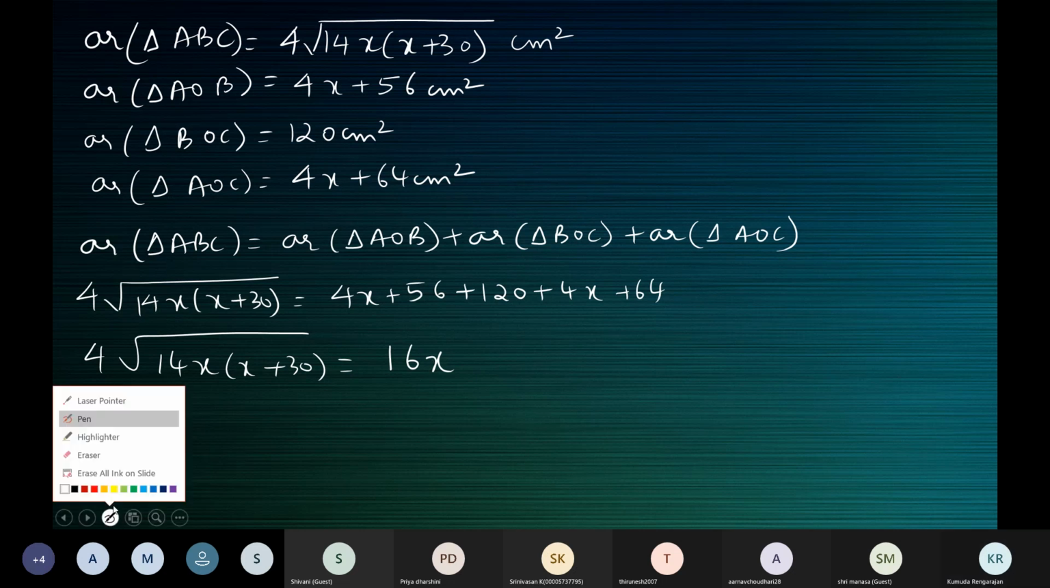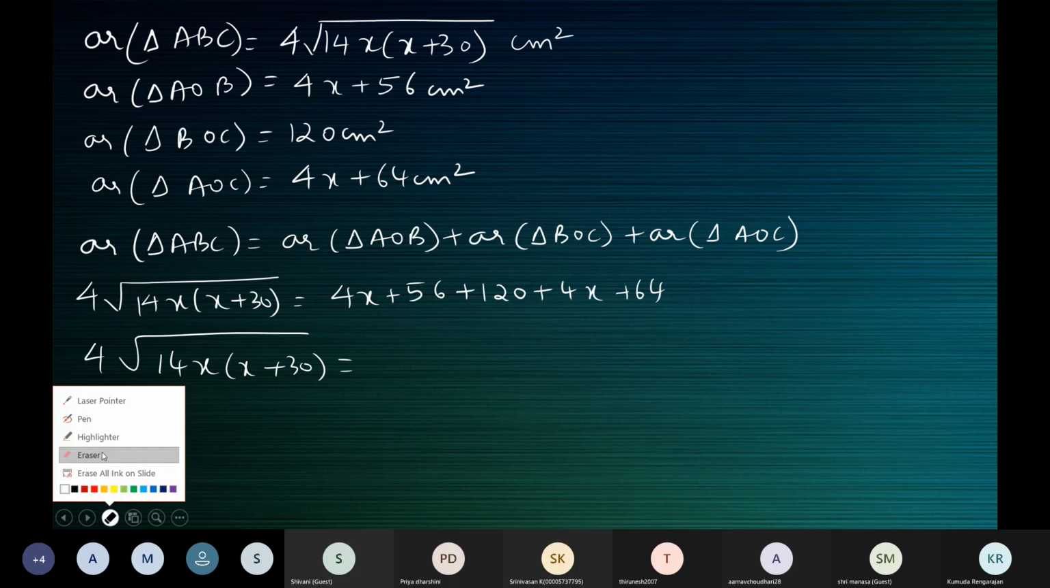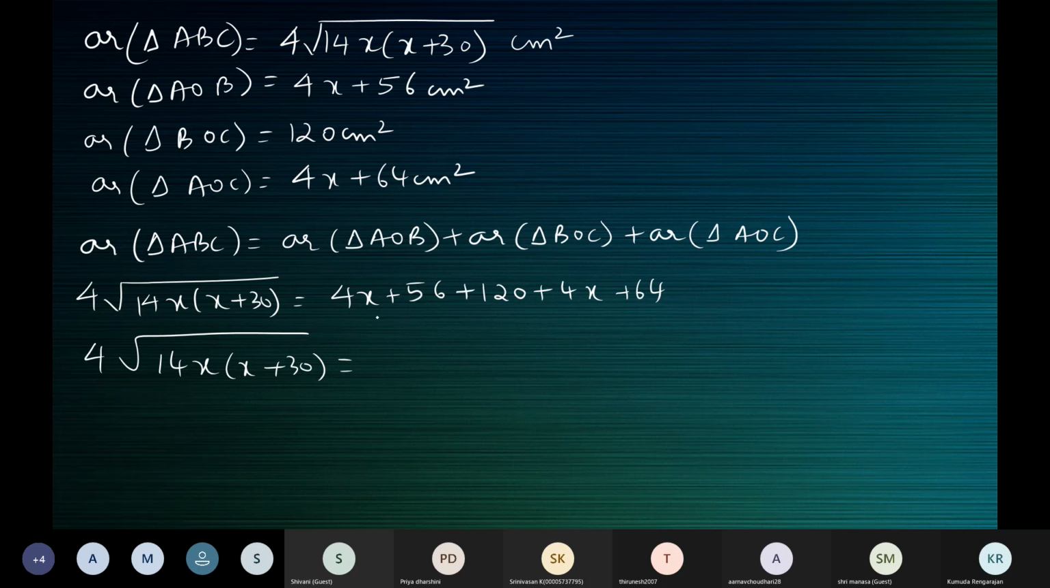Oh my. 4x and 4x is 8x, sorry. So sum 120, 64, 6. 40.